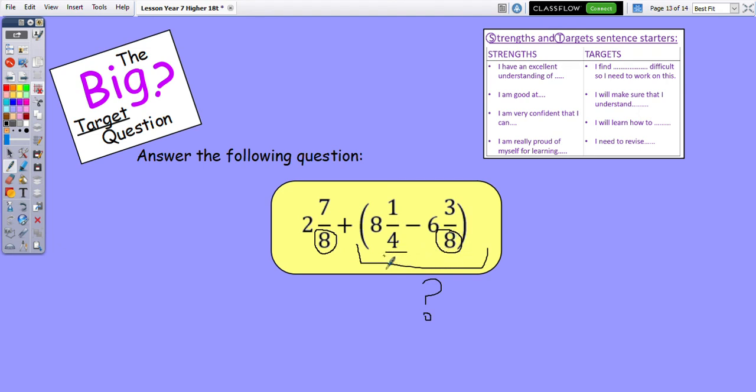Have a think about what you must do to that fraction in order to be able to subtract and then add. Think about the denominators. So try and do this bit first and then add it to this. Again, pause the video, give it a go, see what you get, and I'll go through the answer in a second.